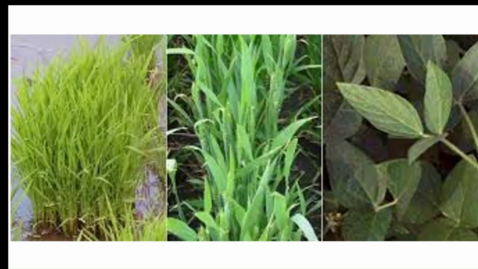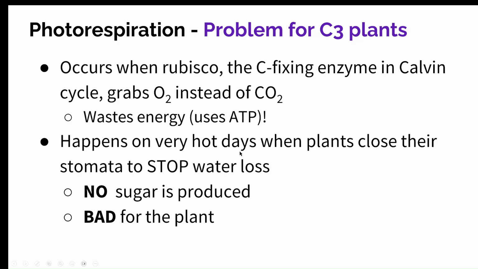On the outside, you might not be able to recognize right away which one's a C3 plant and which one's a C4 plant. There's also another variety called a CAM plant, but we'll get to that in just a couple of slides here. And we'll mention how they do things differently. But we want to start off with talking about photorespiration.